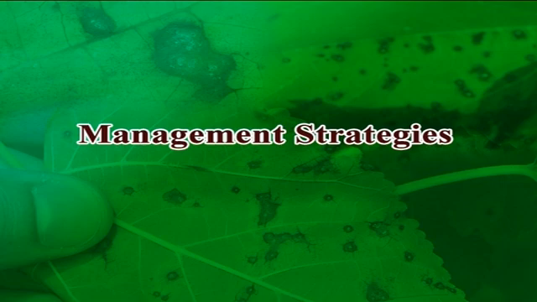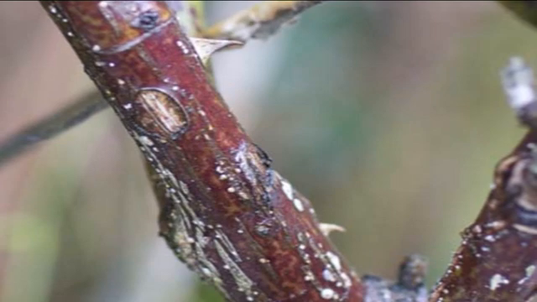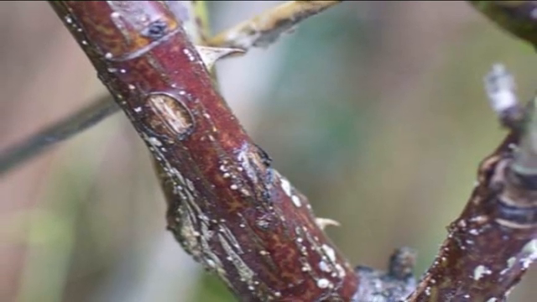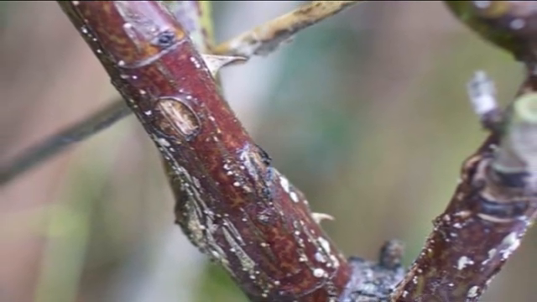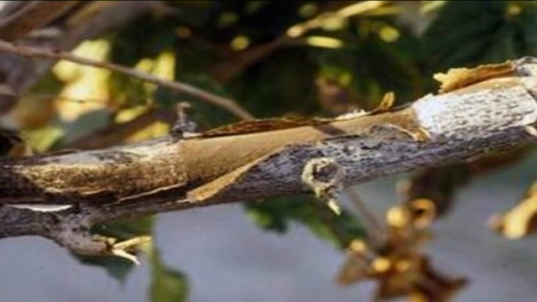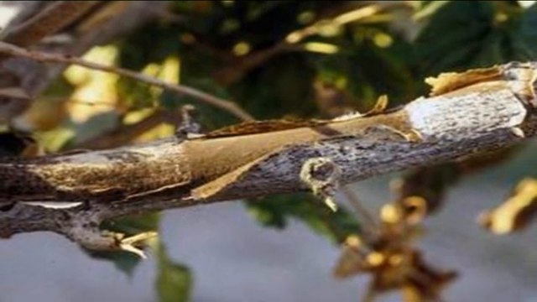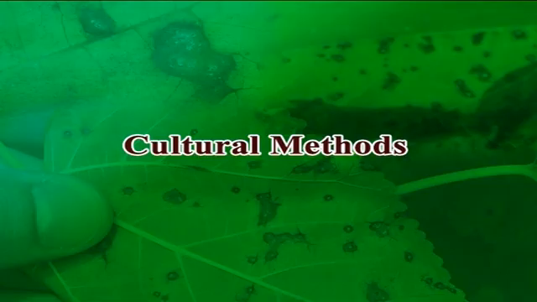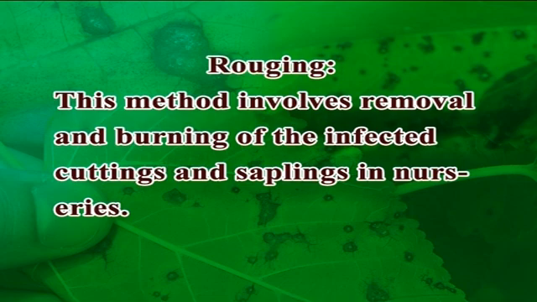Management strategies. The pathogen is soil-borne and spreads through irrigation, farm activities, insects and wind. Therefore, effective management of stem canker can be achieved through integrated management methods. Cultural methods. Roguing. This method involves removal and burning of the infected cuttings and saplings in nurseries.